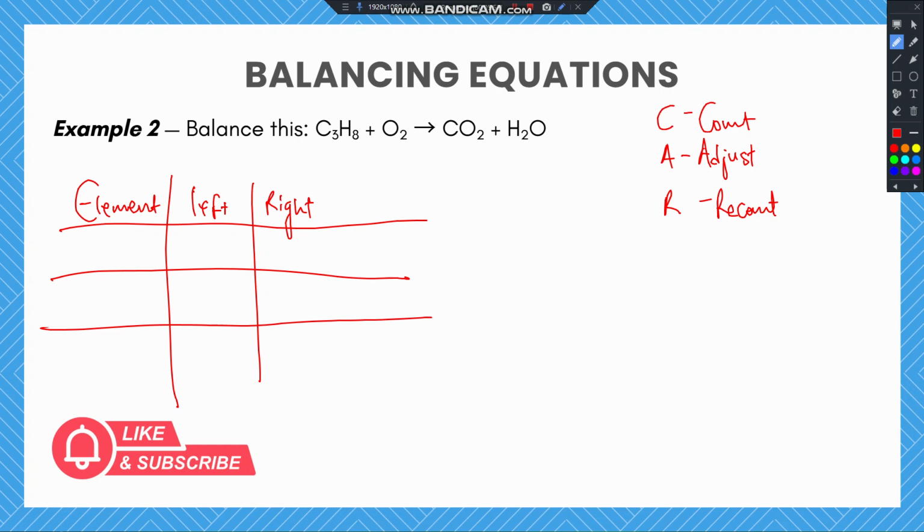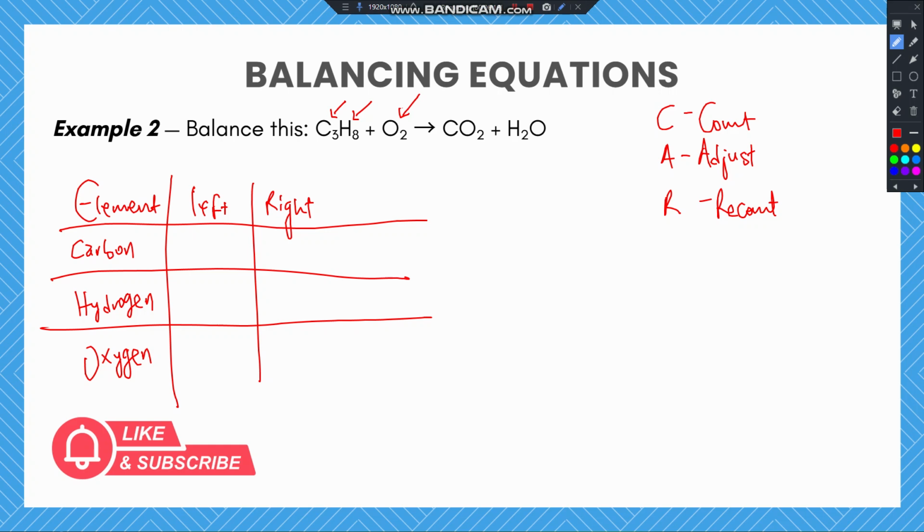So how many elements can I identify? I have carbon, I have hydrogen, and I have oxygen. So let's write them out. Carbon, hydrogen, and oxygen. The next thing to do would be to count the number of atoms for each element on both sides.